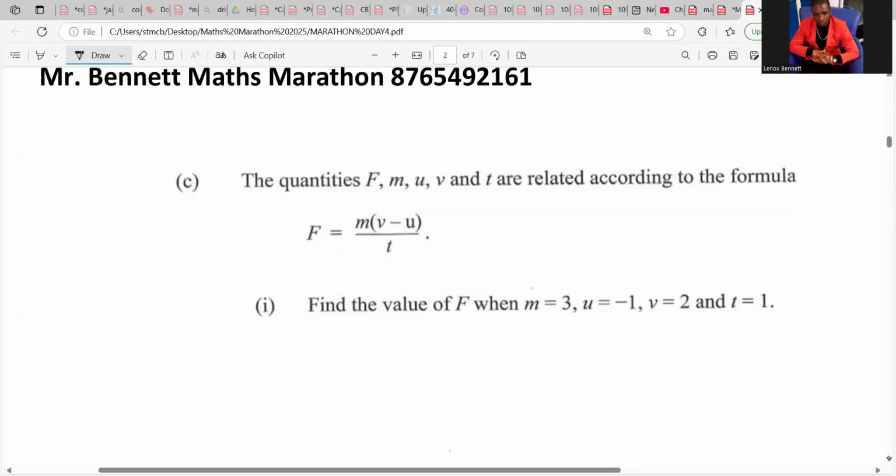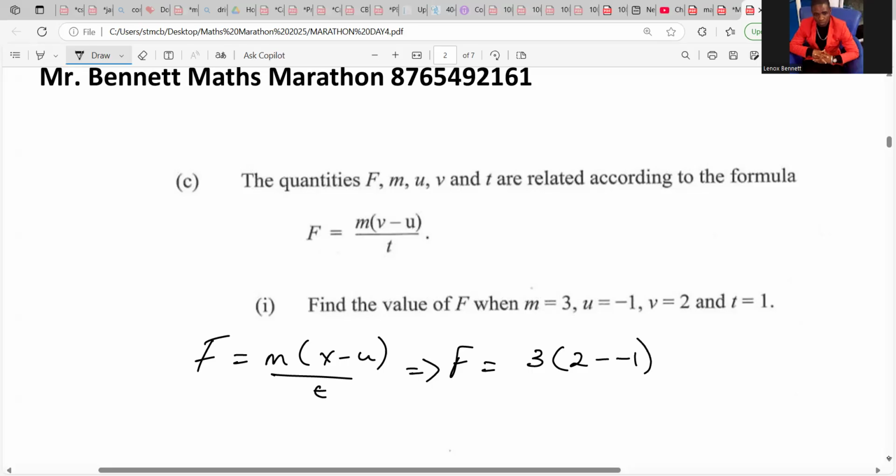So now we're given F, so I'm going to rewrite it. M bracket V minus U over T. Now we're just going to substitute the values. We're looking for F. M is 3, so we're going to put 3 here, bracket. V is 2, so 2 minus U, and U is -1.